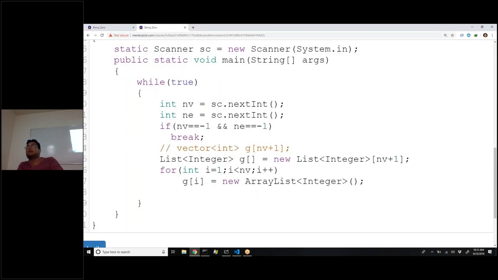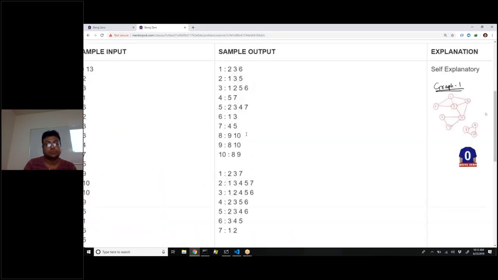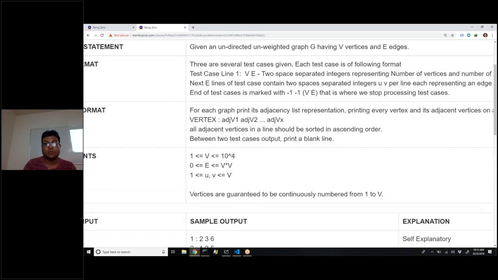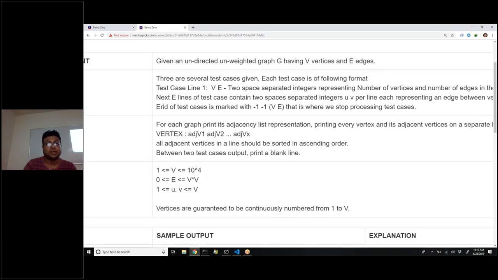Am I doing things correct, that every ArrayList I am creating is an empty ArrayList? Is that clear? In the if condition, why have we taken and instead of or? Because if nv is -1 and na is not -1, that doesn't make sense, right? Yes, good catch. So if you come here, Prakash, read the problem statement. What does it say?